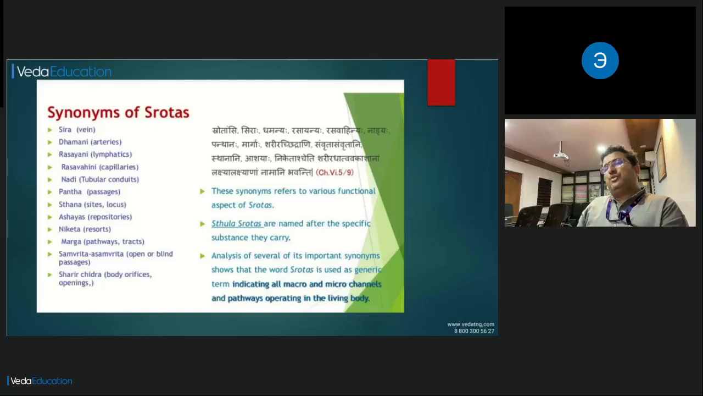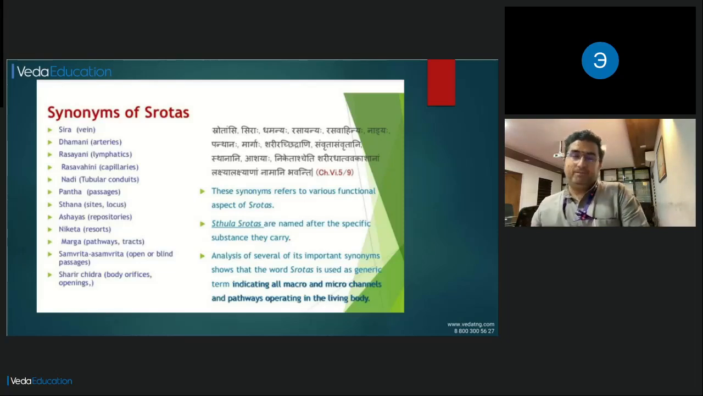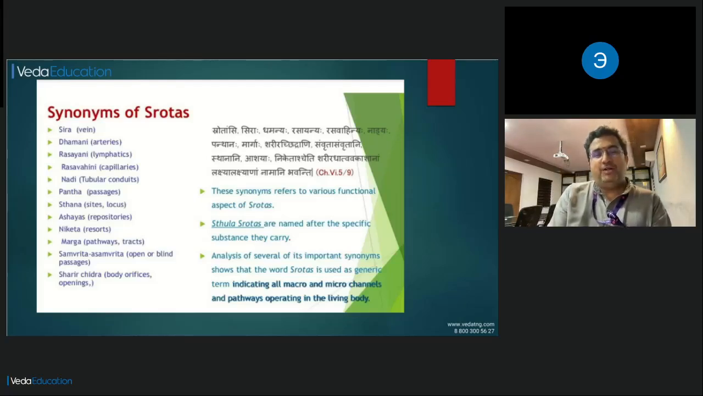But what I understood is that these synonyms are not alternative names; rather, they are named after functions. For example, big Srotas called Sthula Srotas are named very specifically after what they carry, whereas the micro Srotas are innumerable and are not named at all. But remember that knowledge of the dead body and of the vessels existed in 400 to 500 BC itself. We had this understanding.